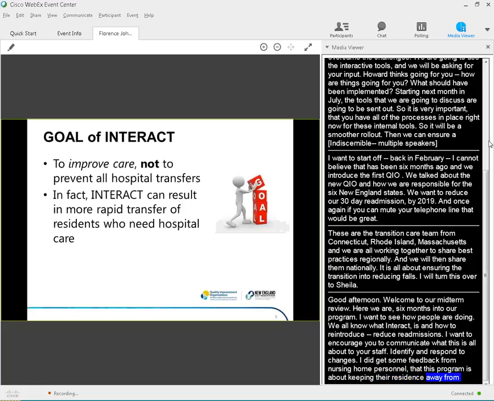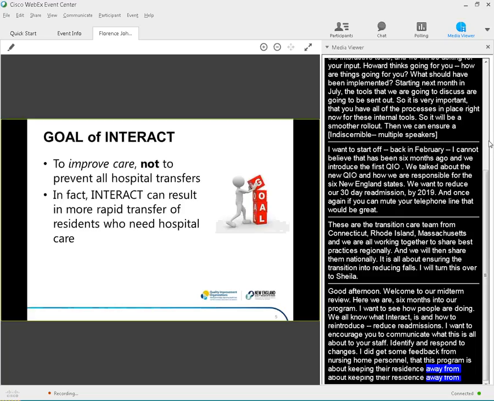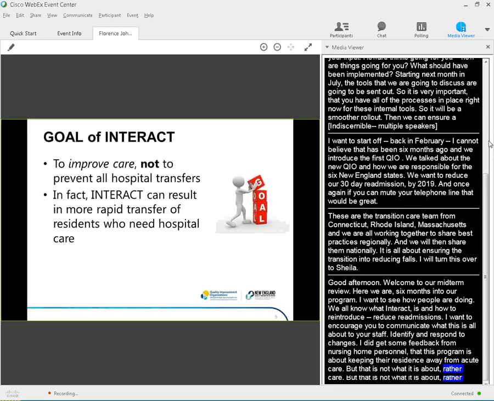It's about identifying changes in resident condition early, responding to them appropriately, and getting our residents the right level of care the first time. So that's how I sell it, and I encourage you to do the same.